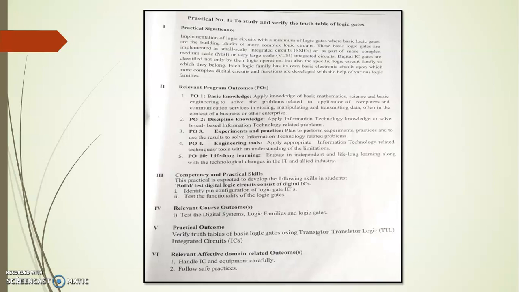These basic logic gates are implemented as small scale integrated circuits or as part of more complex medium scale, or very large scale integrated circuits. Digital IC gates are classified not only by their logic operation but also by the specific logic circuit family to which they belong. Each logic family has its own basic electronic circuit upon which more complex digital circuits and functions are developed with the help of various logic families.